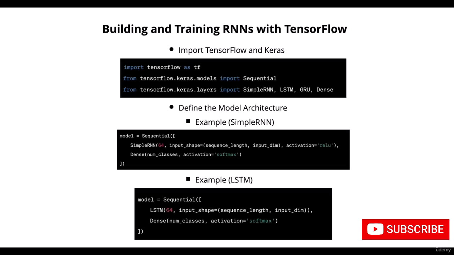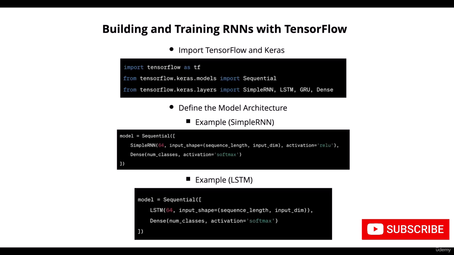Next step is to define the model architecture. Define the architecture of your RNN model using Keras layers. Choose from SimpleRNN, LSTM, or GRU layers based on the complexity of your task and the presence of long-term dependencies in the data. One example using SimpleRNN is here. You can just say model = Sequential and call the SimpleRNN function and pass the attributes like 64, input_shape equal to sequence length and input dim, and activation equal to ReLU. Then use Dense, num_classes, and activation equal to softmax.